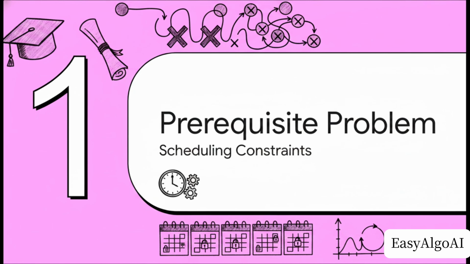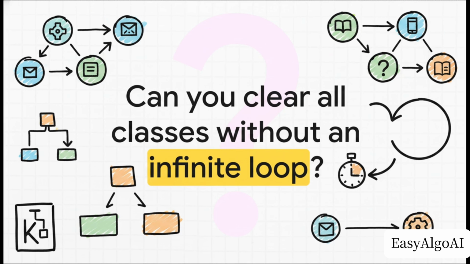Section 1, the prerequisite problem, scheduling constraints. All right, so the fundamental challenge we're tackling here is this. Can you clear all your classes without getting stuck in an infinite loop?